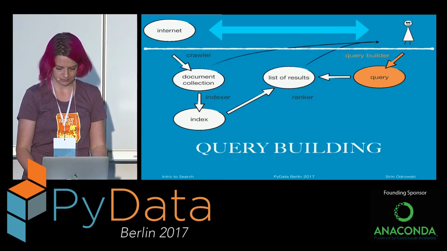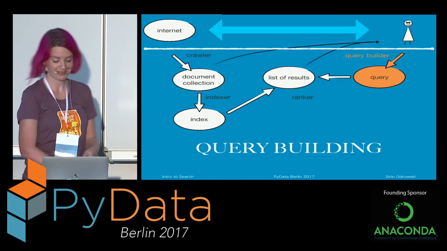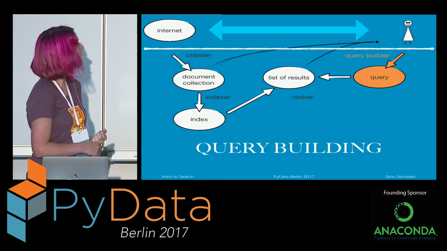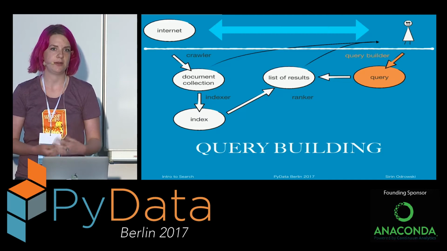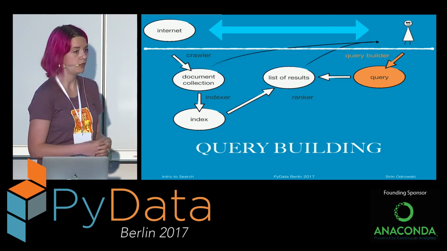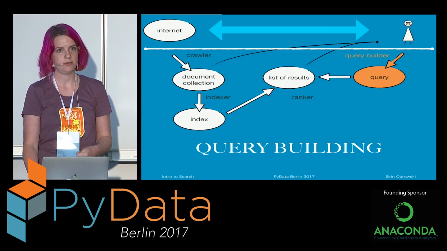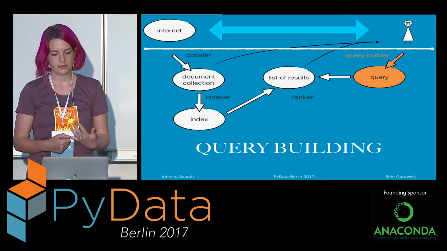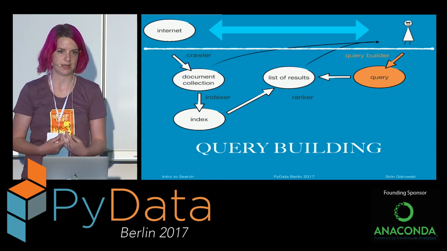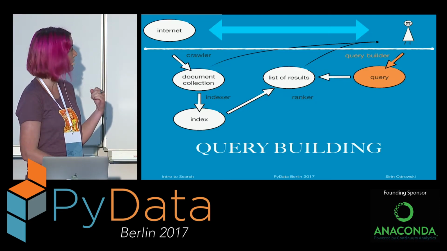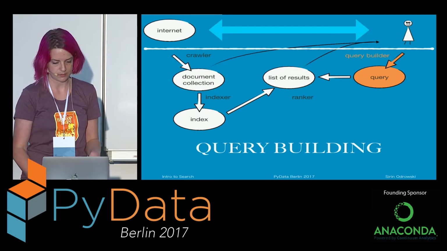So how do we build these queries? The query builder has the task to take the user's input and turn it into something that the machine can understand and interpret. So at the very least, the number one rule for query building is that if you run your queries on analyzed fields, you have to apply the same analysis to your query that you applied to these analyzed fields. So if you stemmed all the words in your index, you have to stem all the words in the query as well. So we'll look at an example for this.